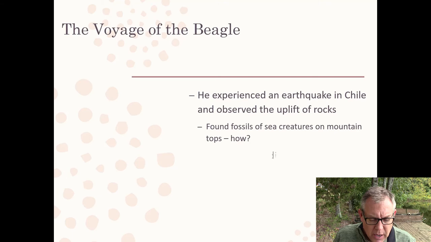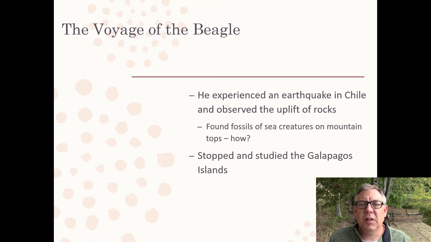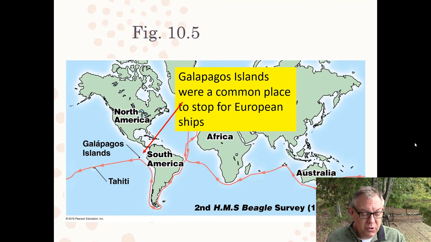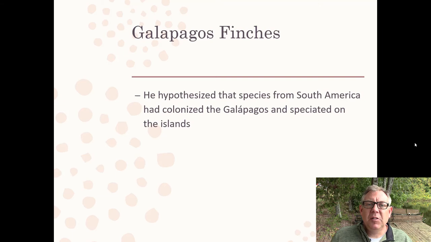And the most famous thing that's associated with Darwin is the Galapagos Islands. They stopped and studied the Galapagos Islands. Okay, so this shows where the Galapagos Islands are, kind of at the equator, just off South America. This was a common place for European ships to stop and take on provisions and water and that sort of thing. And so it's logical that they stopped there, but they were there for a while, and Darwin studied these islands. And he's looking at a lot of the species on these islands and the islands themselves, and he hypothesized that the species from South America had colonized the Galapagos.